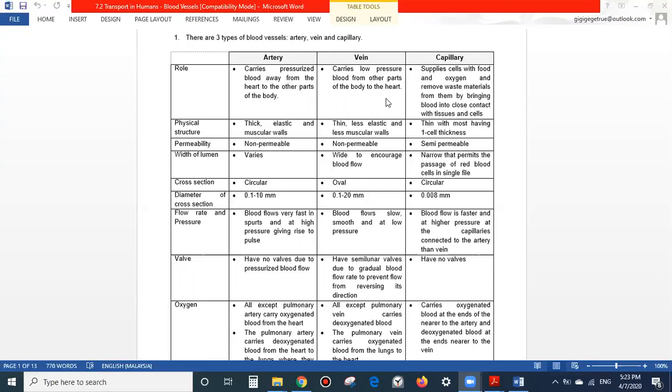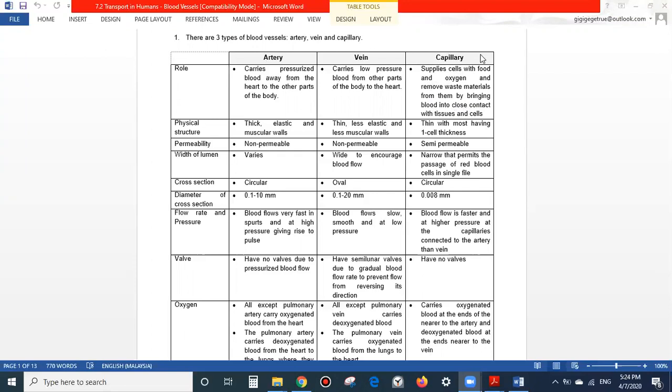Yeah. Okay, good. Capillaries. The capillaries definition is basically supply cells with food and oxygen, remove waste material. Okay, this is quite good, but I have a better definition for capillaries. Capillaries allow gaseous exchange, nutrient and waste exchange between the blood and body tissue. Okay? You guys get it?